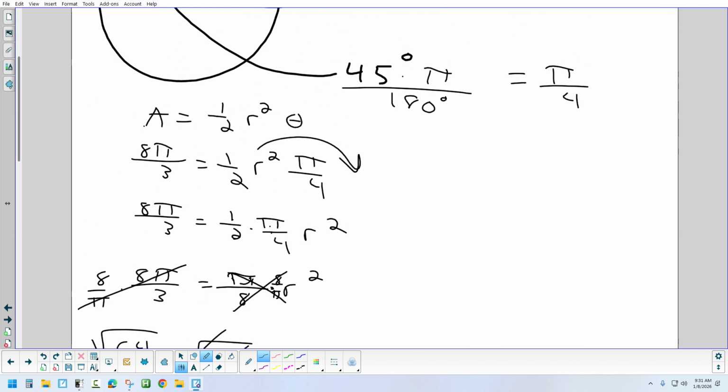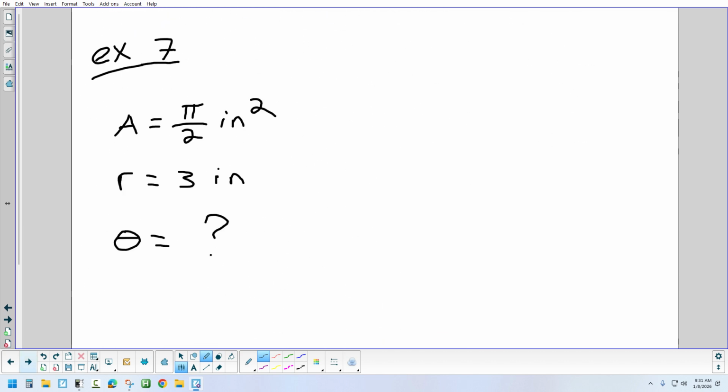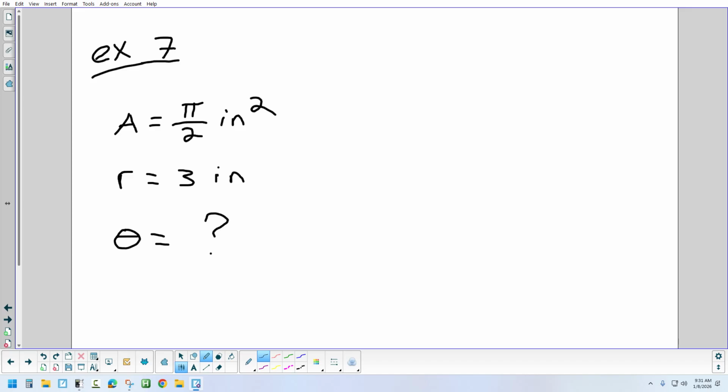Okay, so that's solving for R. We solved for A. Let's try the last version where we solve for theta. Okay, no diagram this time. They just tell you the area, they tell you the radius, and they put a question mark, which means they don't know theta, and they want you to find it.